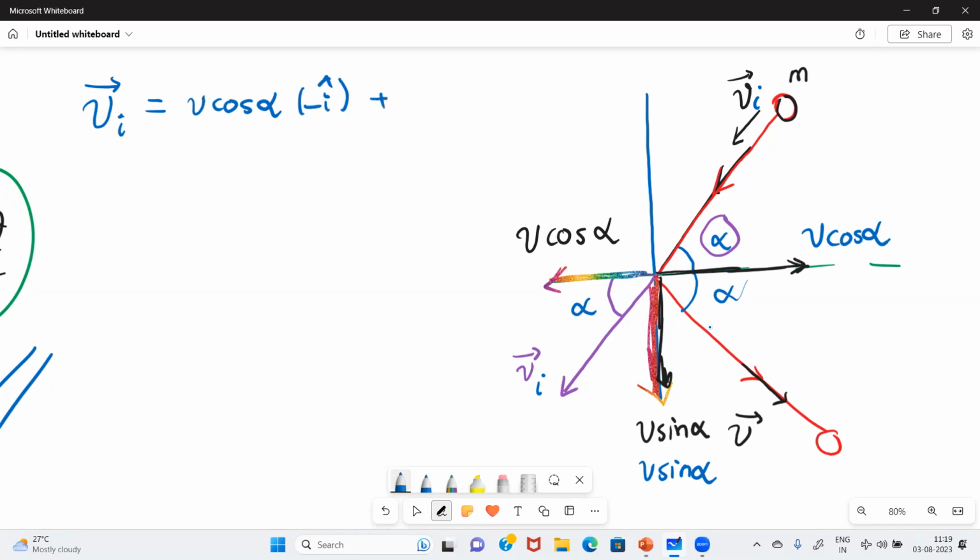Plus. Now, what is the other component of this vector? Come on. V sin alpha. It is along which axis? Y-axis. Positive y-axis, negative y-axis? Negative y-axis. So minus j cap. Very good.